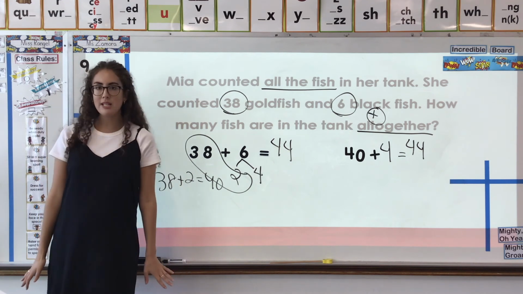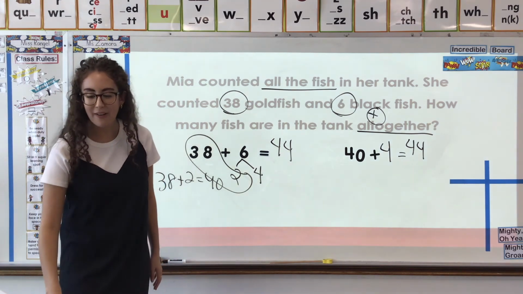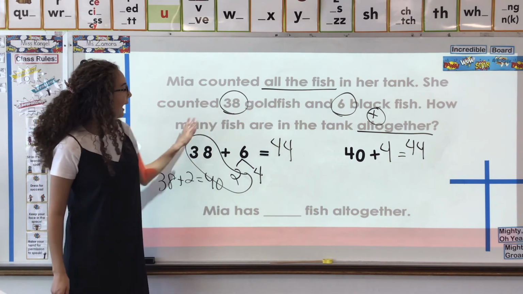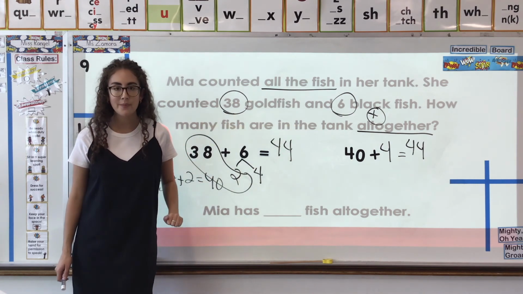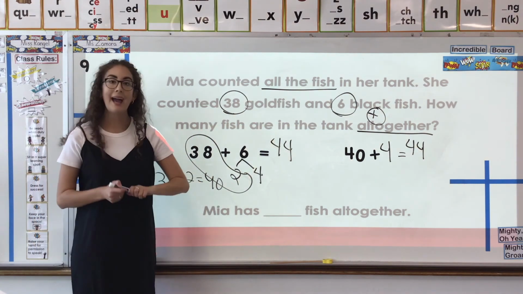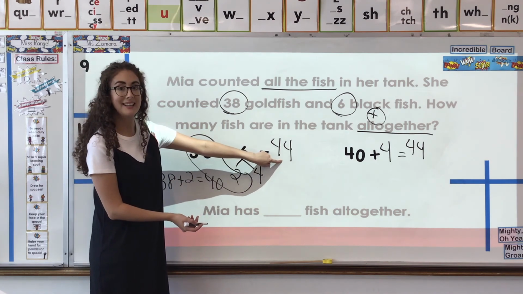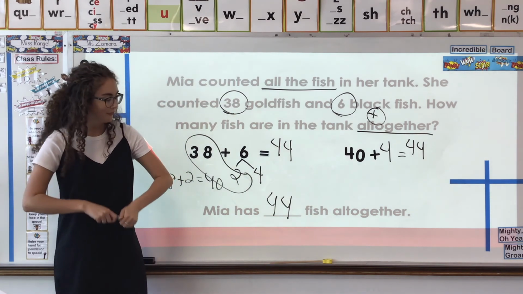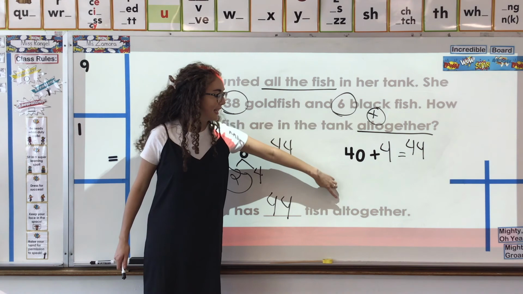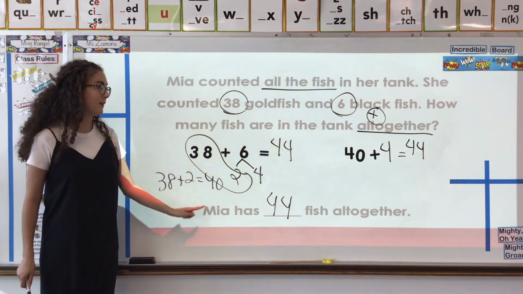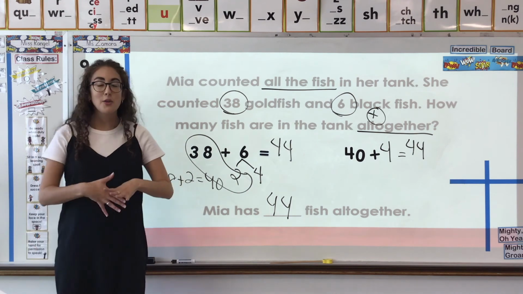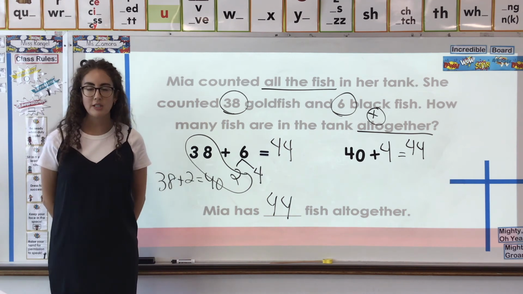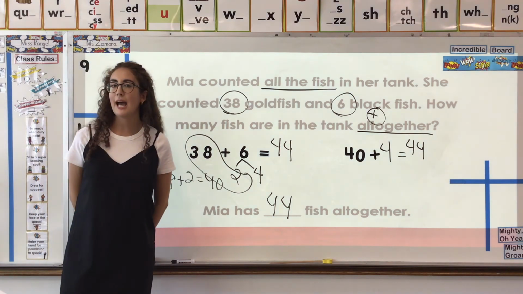So now, are we done? No, we have to give our answer in a sentence. So the question said, how many fish are in the tank altogether? And we're going to say, Mia has, how many? 44 fish altogether. You see, we took our clue directly from the question and put it in our final answer. So we solved another story all together using our awesome knowledge.